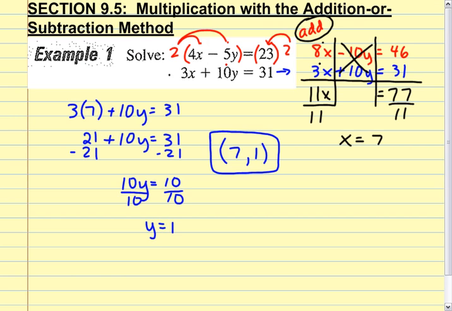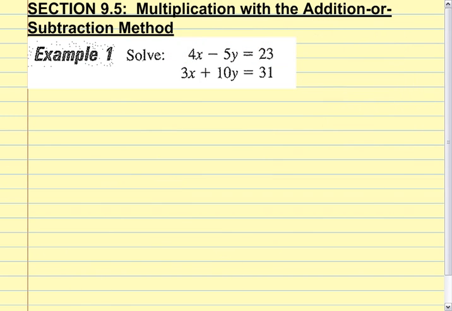I'm going to go back to the last one for a moment. I'm going to erase all this work, okay, so we can see the equations. It was easy when we looked at this. We saw, oh, look, 5 and 10. That's easy. Just multiply the first one by 2.